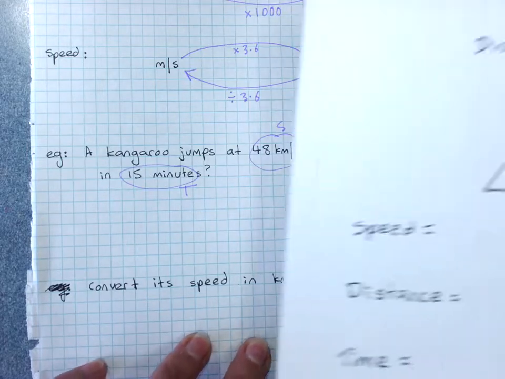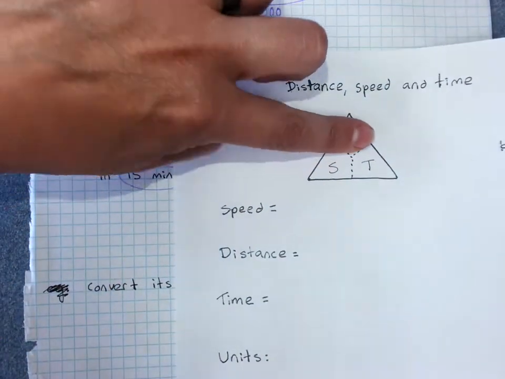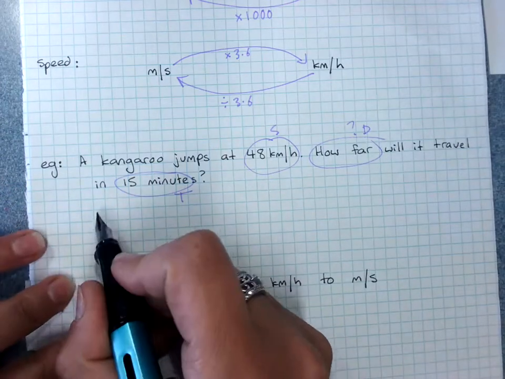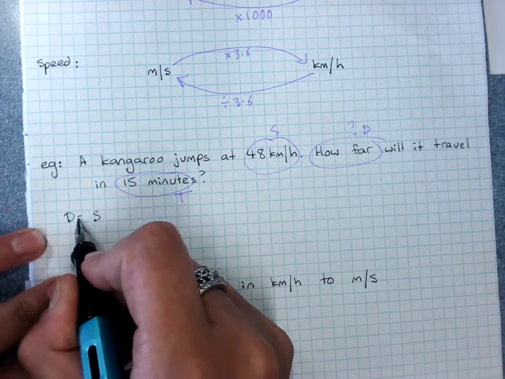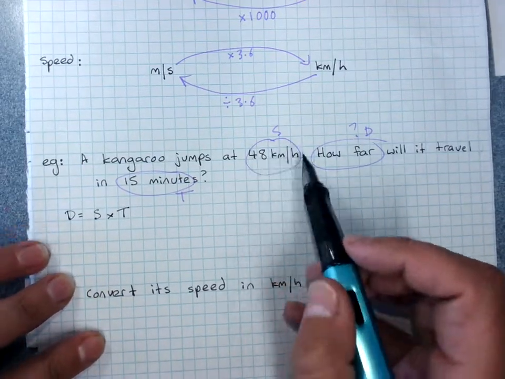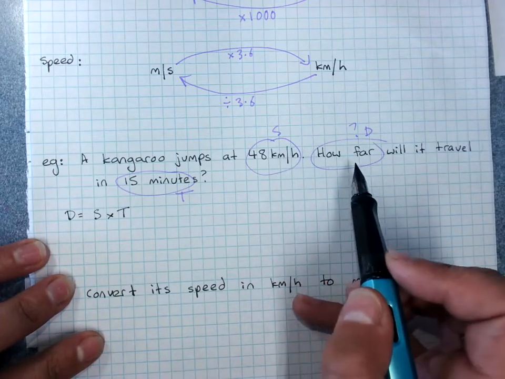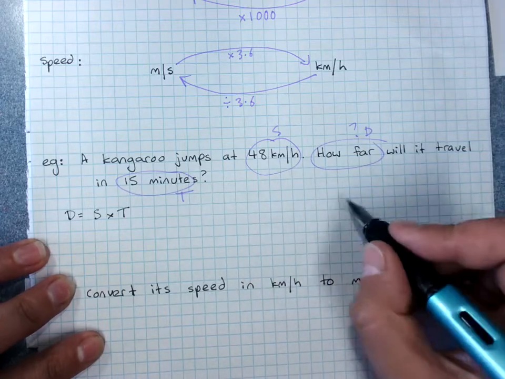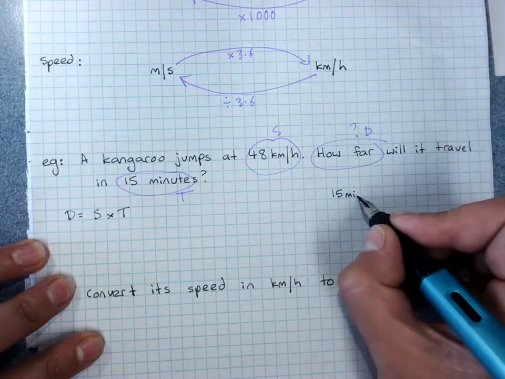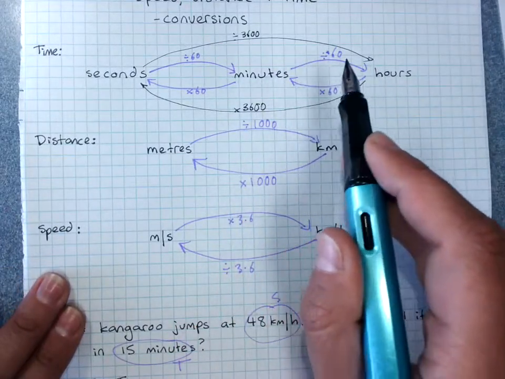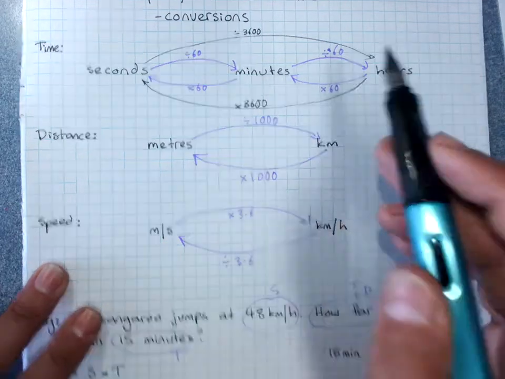So we get our speed, distance, time triangle, we cover up distance, and we discover that it's speed times time, because they're next to each other. So we write our formula of distance equals speed times time. But we check our speed is in kilometers per hour, our distance will work out in kilometers, but our time needs to be in hours. So over here, we need to change 15 minutes to hours. So we'll divide by 60 to go from minutes to hours.